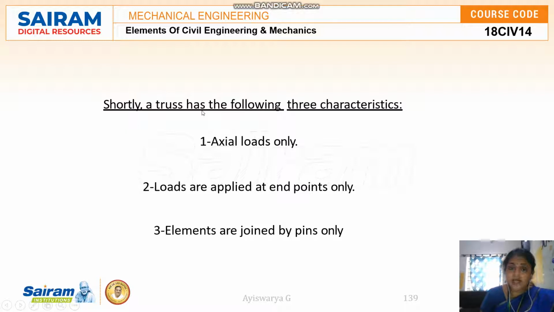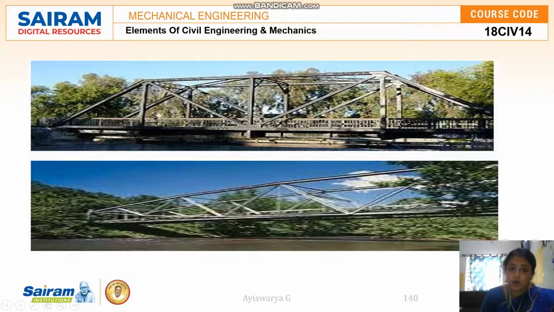Shortly, a truss has three characteristics. What are the three characteristics? It carries only axial loads. Loads are applied at the end points, and elements are joined by pins only. These pins may be either riveted or bolted. And another thing, guys: an axial load means it is in the axial direction, and the loads can be applied only at the supports, that is, at the end points. So this is called a truss.